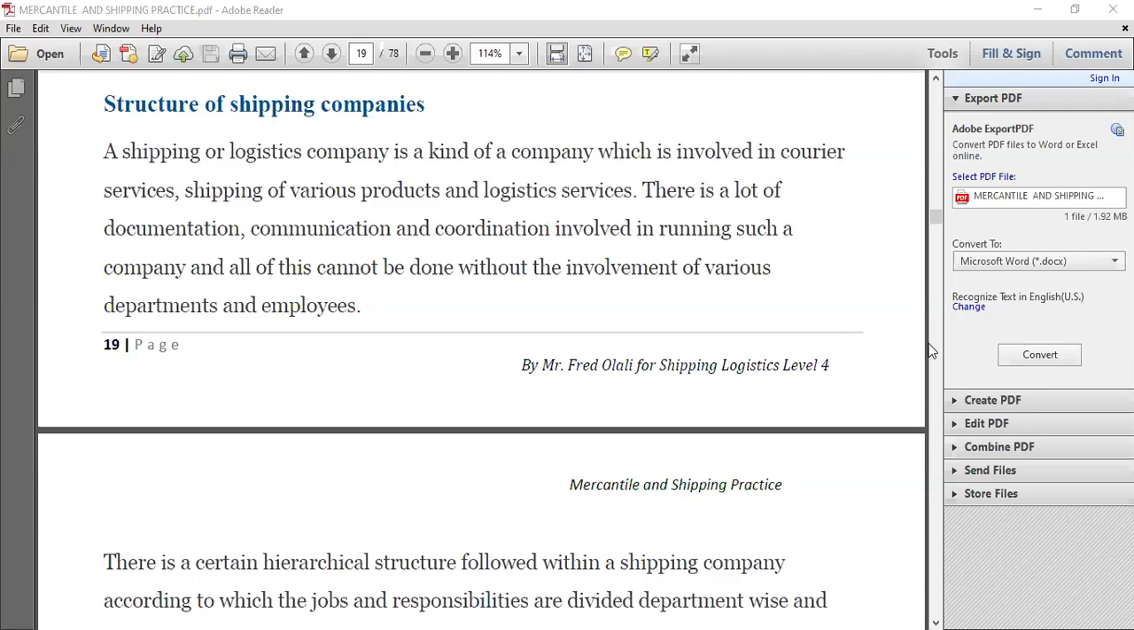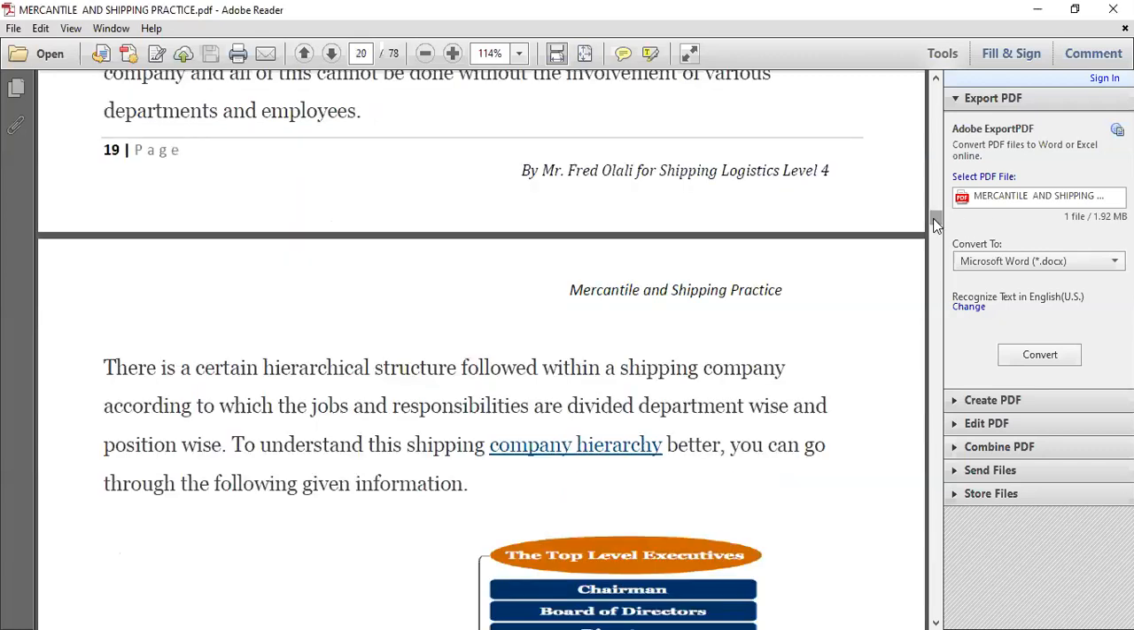And there is a lot of documentation, communication, and coordination involved in running such a company. And all this cannot be done without the involvement of various departments and the employees. So, having that at the back of the mind, there is a certain hierarchical structure followed within the shipping company, according to which jobs and responsibilities are divided department-wise and position-wise.